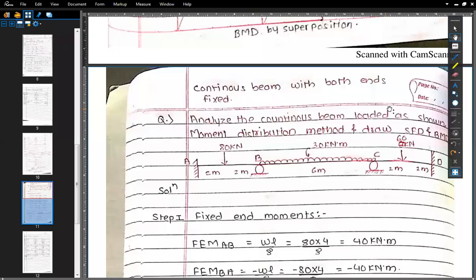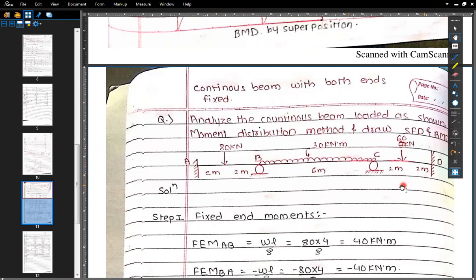Welcome students to the structural analysis part 2 subject, and today we will discuss one numerical on the moment distribution method. Here in this numerical we'll see a continuous beam subjected to one point load and also one UDL, and this beam is a continuous beam with both ends fixed. Okay, both ends of this beam are fixed, and we'll start the numerical.